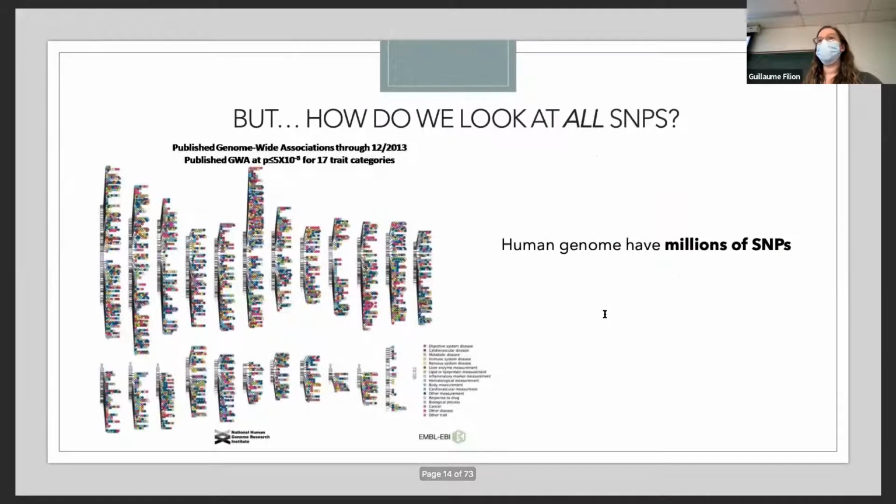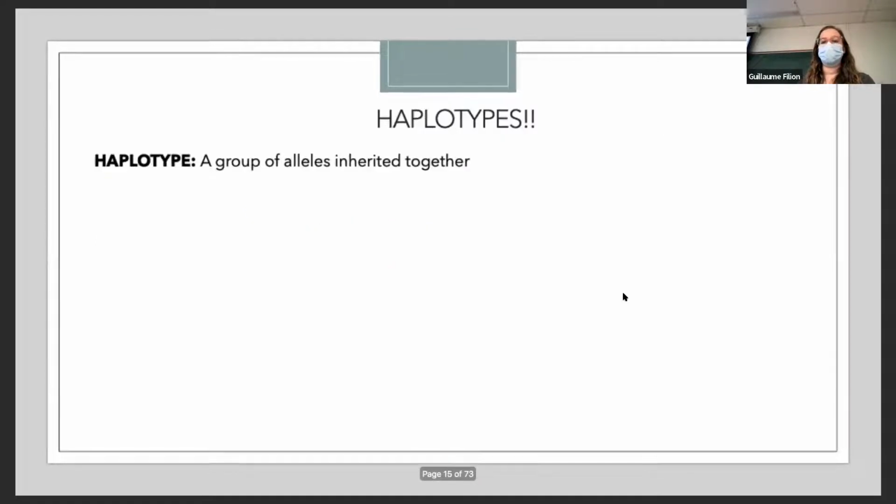Okay, so when we look genome-wide, that is a huge area, right? There's a lot of our genome. In humans, for example, we have millions of SNPs. So how can we realistically test millions of SNPs in a decent amount of time, using enough manpower, compute power, etc.? The reason they can do this with GWAS is because of using haplotypes. A haplotype is a group of alleles that are inherited together on a chromosome.